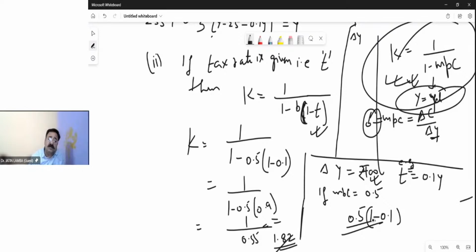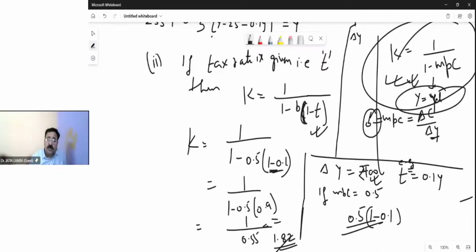So it is 1.82. Is it clear, bachcho? So B into 1 minus T. What is 1 minus T? Beta, T is the taxes, na? So if the income is 1 rupee and tax rate is 10%, then after paying 10% tax, you will get 90% of income, and the 50% of that 90% of income, propensity to consume will be applied, right?